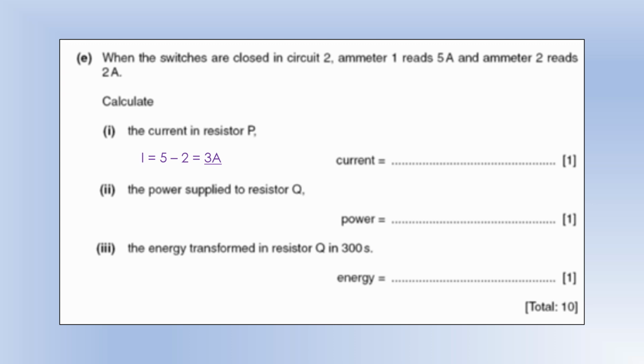Get the power supplied to Q. I'm going to use P equals I squared R. We know the current, we know the resistance of Q, so we can get 24 watts. We could also use P equals IV or V squared over R. They should all give us the same value. The energy transferred in 300 seconds, well, energy is power times time, so that's a fairly straightforward calculation.